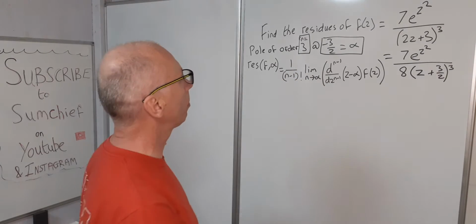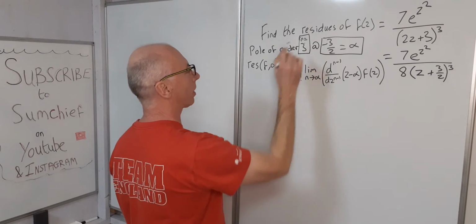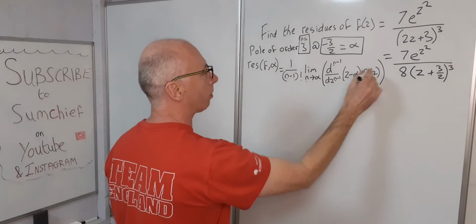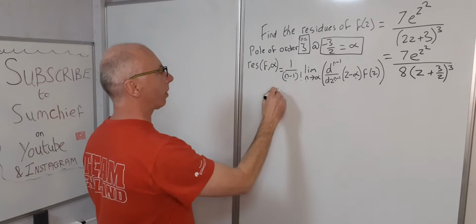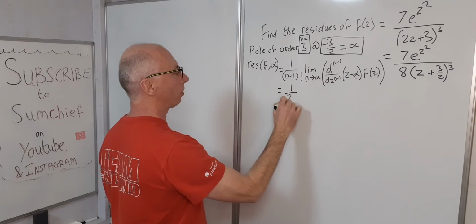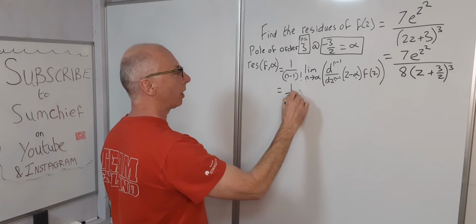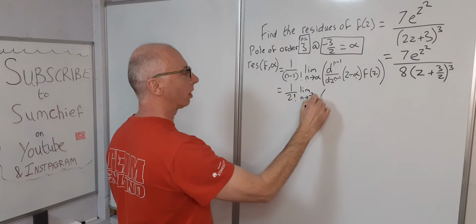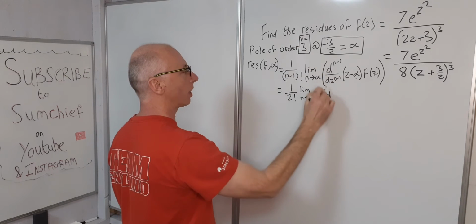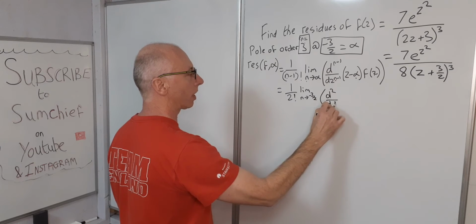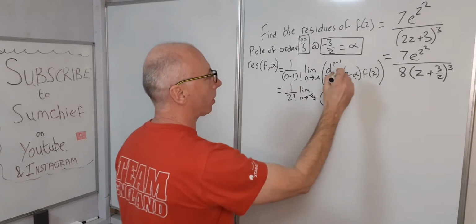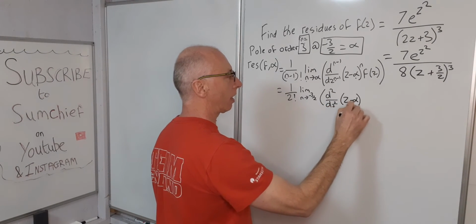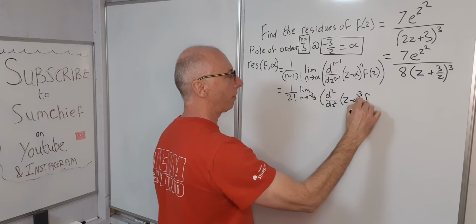So let's break it down with our values. We know what n is, that's 3, so we can fill that in, and we'll just leave the function as it is. So that equals 1 over 2 factorial, the limit as z approaches minus 3 over 2, of the second derivative, d squared over dz squared. Sorry, I just missed out the power on this bit here: (z minus alpha) cubed, times f of z.